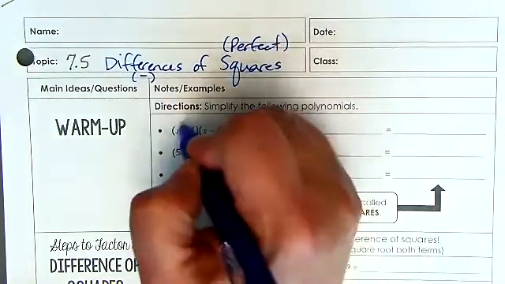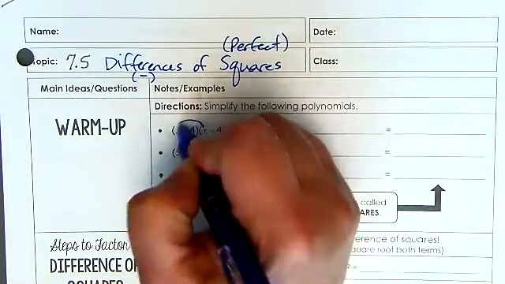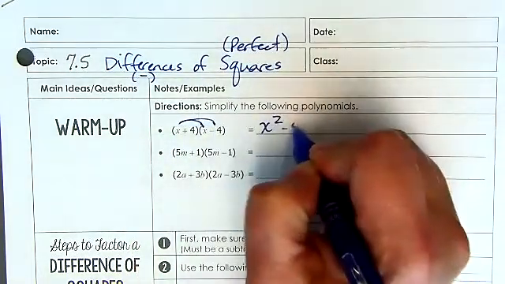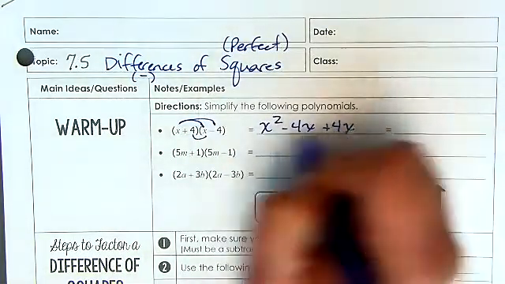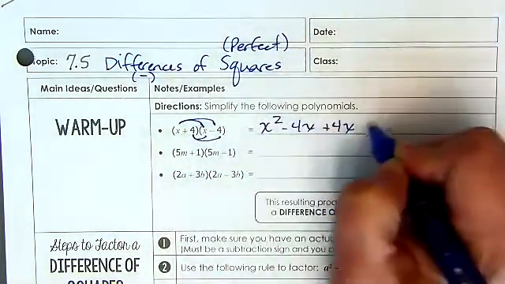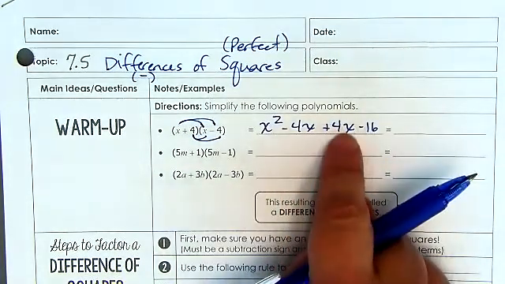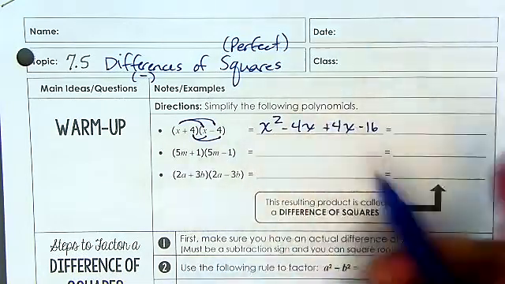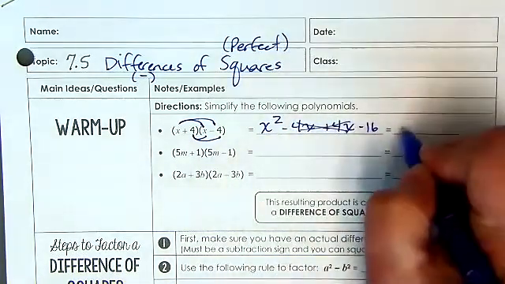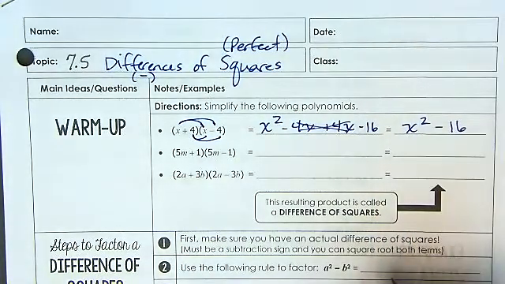All right, so we just multiply through. I do x times x, and that gives me x squared. X times -4 gives me -4x. 4 times x gives me 4x. 4 times -4 gives me -16. And what you notice here is you have a positive and a negative for these two middle terms, and they cancel one another out. They're gone, and we're left with x squared minus 16.